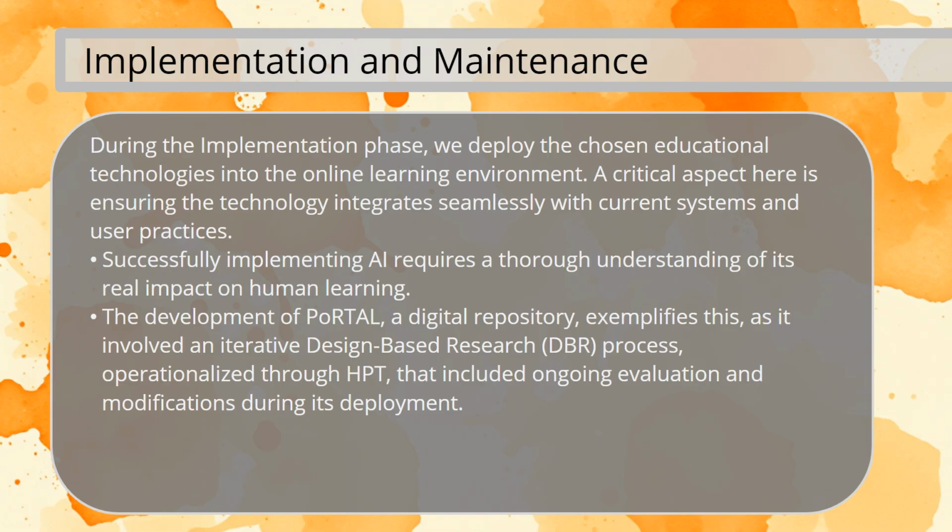The development of Portal, the digital repository we mentioned earlier, is a great illustration of a robust implementation. It involved an iterative design-based research, or DBR, process, which was optimized through the HPT framework. This has meant that during its deployment, there was continuous, ongoing evaluation and modification. This iterative approach ensures that the technology isn't just introduced, it's refined and maintained to genuinely meet the needs of the users and the learning environment. It's about more than just a rollout. It's about ensuring sustained usability and effectiveness.